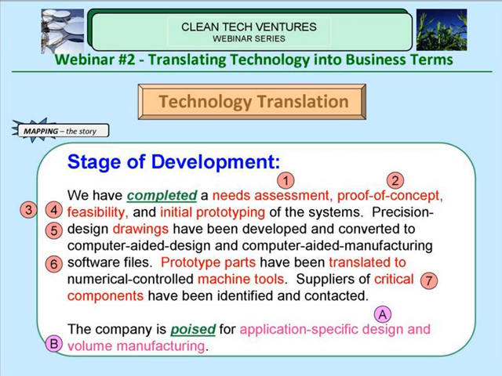Stage of development is crucial. It's crucial because it says how much work you've done, but how much work remains. For the nanoparticle detector, this R&D company has completed several very important steps. They've done their technical assessment, proof of concept.